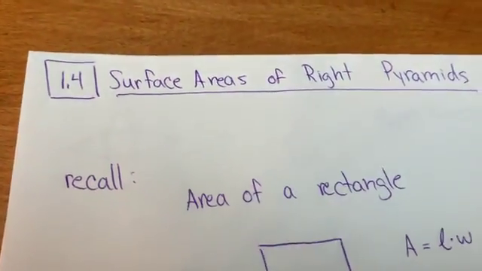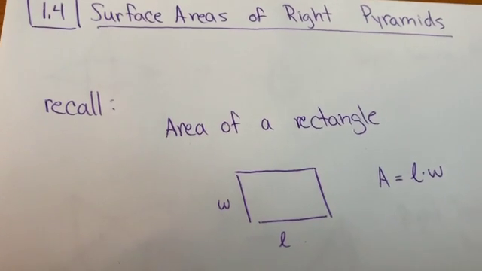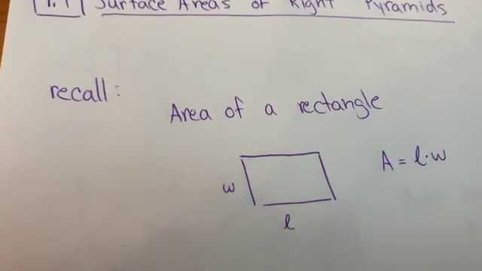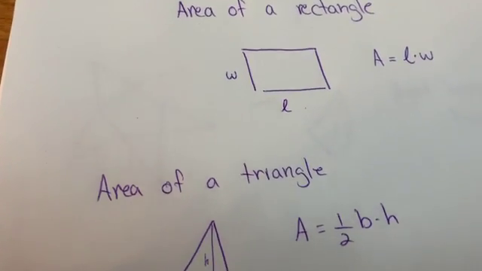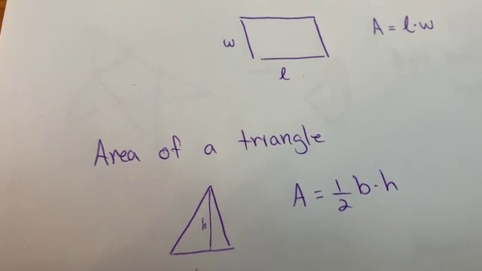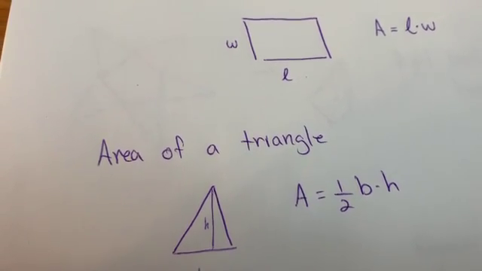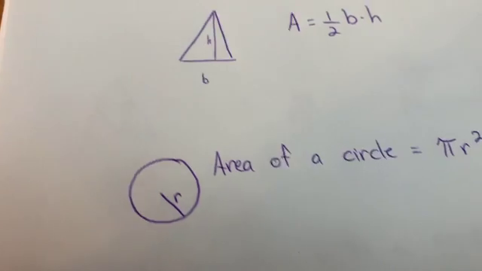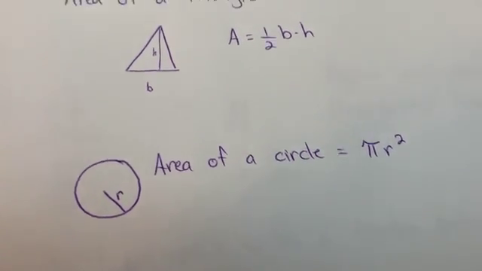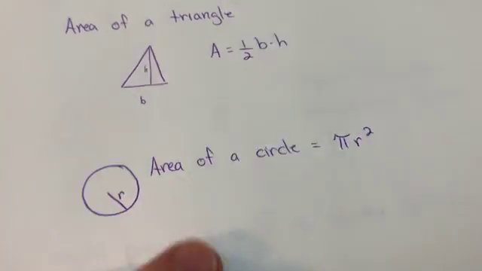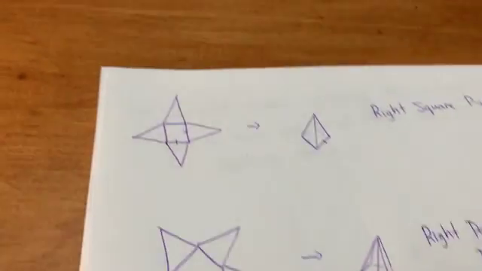First of all, recall that the area of a rectangle is length times width. I think we're all pretty good with that one. The area of a triangle is 1/2 base times height. And the area of a circle for later on is pi r squared. So those are kind of taken as known from your junior high stuff.